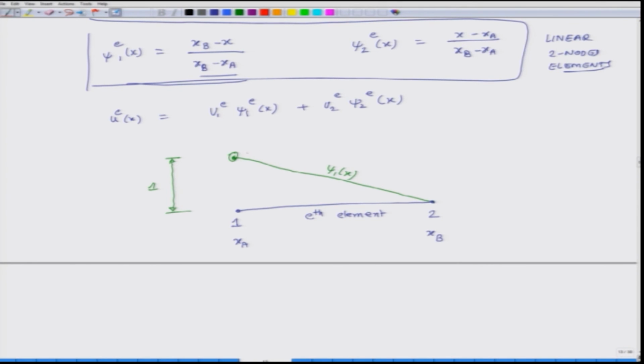The second function is similar, but it moves in a different way. It is 0 at the first node and it is 1 at the second node. And this feature is something you will see again and again in quadratic elements.